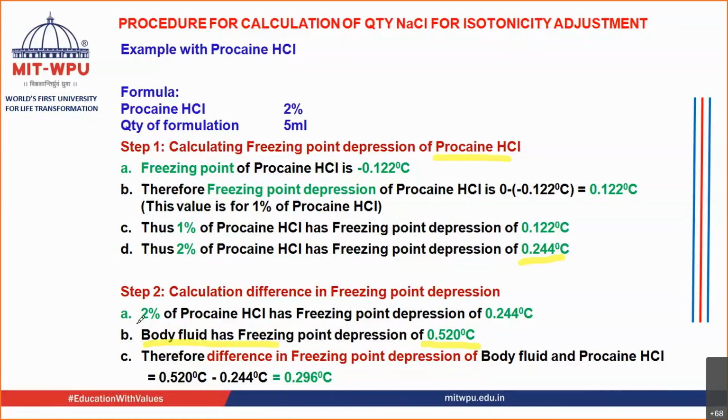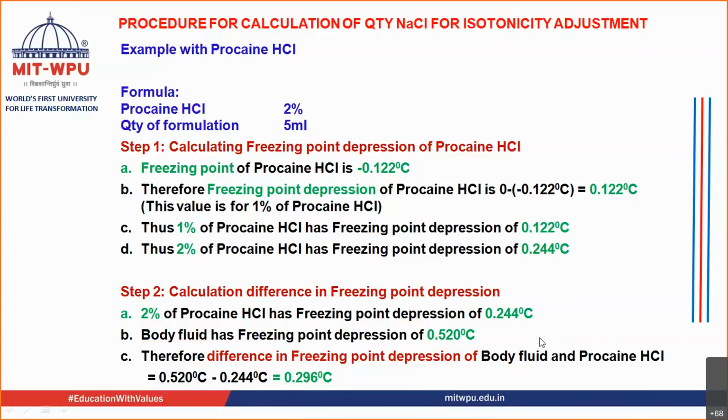So 2% of procaine hydrochloride has freezing point depression of 0.244. From here we have taken this sentence: body fluid has freezing point depression of 0.520. So the difference between the freezing point depression of body fluid and procaine hydrochloride is 0.520 minus 0.244. Isn't it? So the difference that comes is 0.296 degrees Celsius. That is the difference in the freezing point depression.